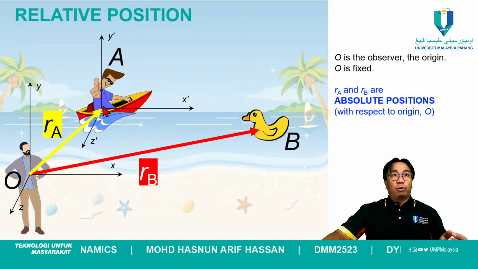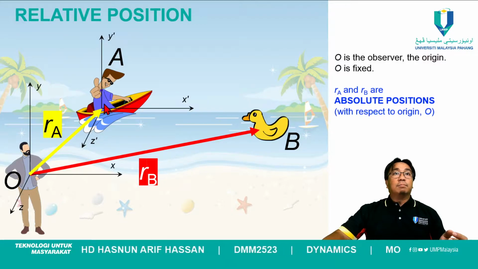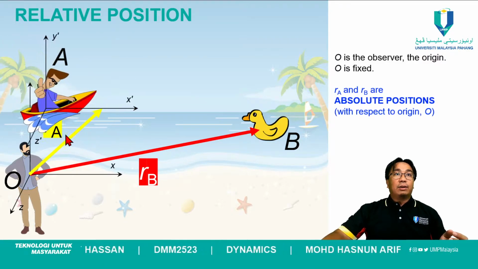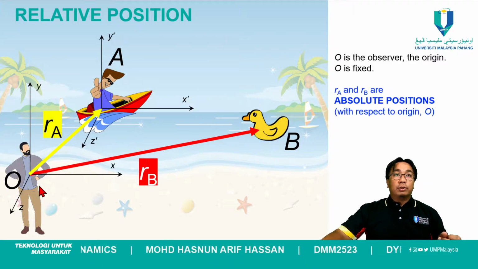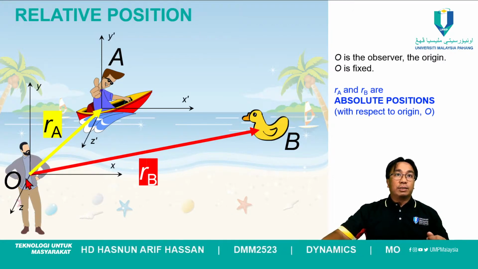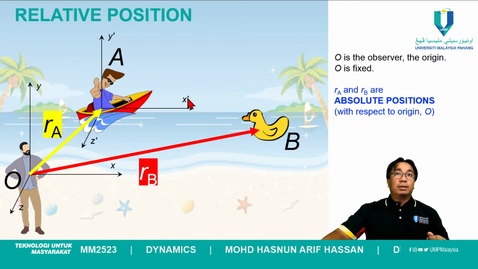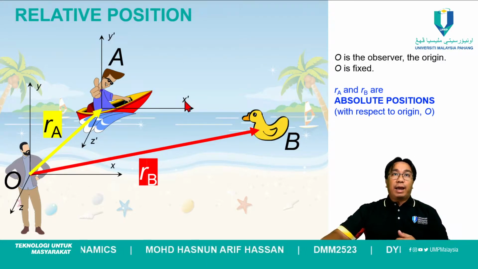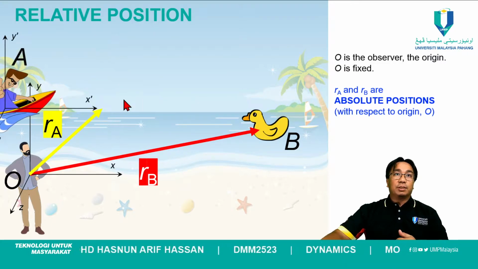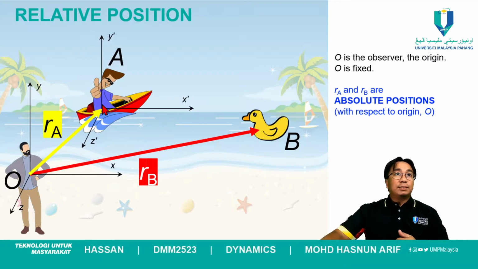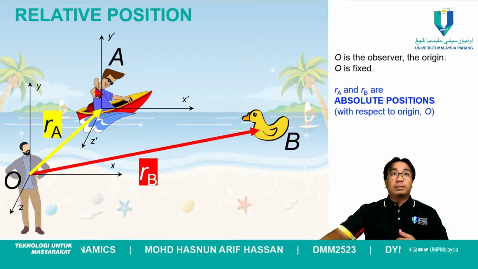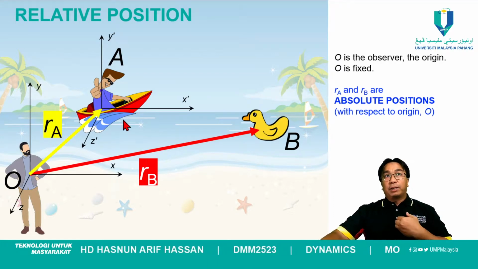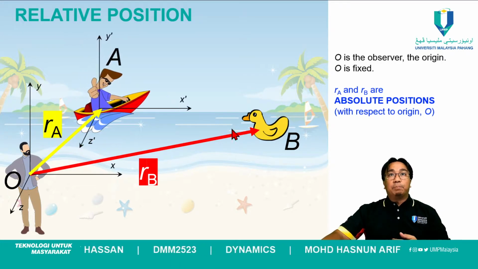So if we draw a coordinate system on this moving guy, then we draw as x', y', z' prime, okay, to differentiate with the origin. Yang origin ni kita dah lukis x, y, z. So for this guy on a boat, kita namakan dia sebagai x prime, y prime, z prime. So this guy is moving. Tapi this guy wants to observe the duck. Dia nak tahu apa position duck ni with respect to himself. With respect to the moving guy on a boat, apa position duck.